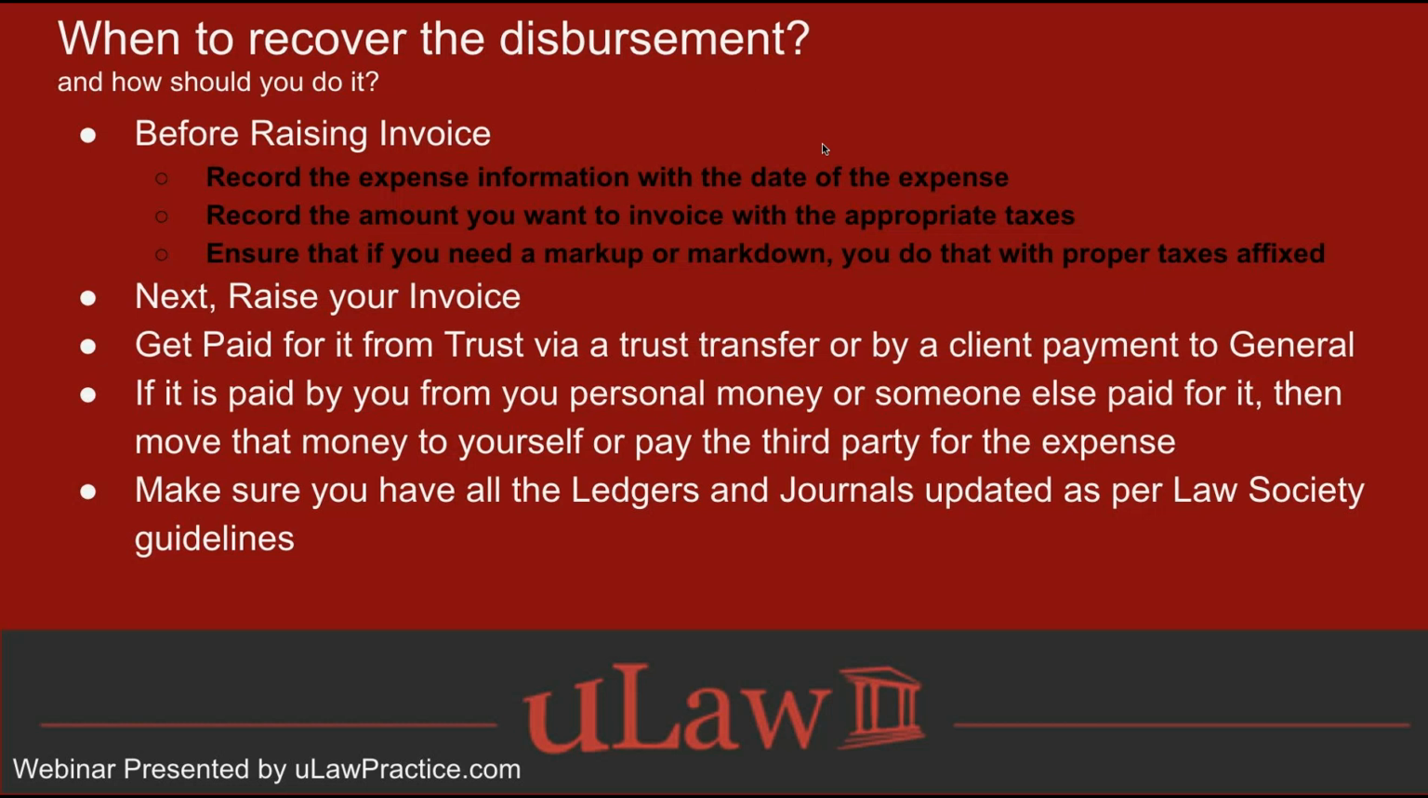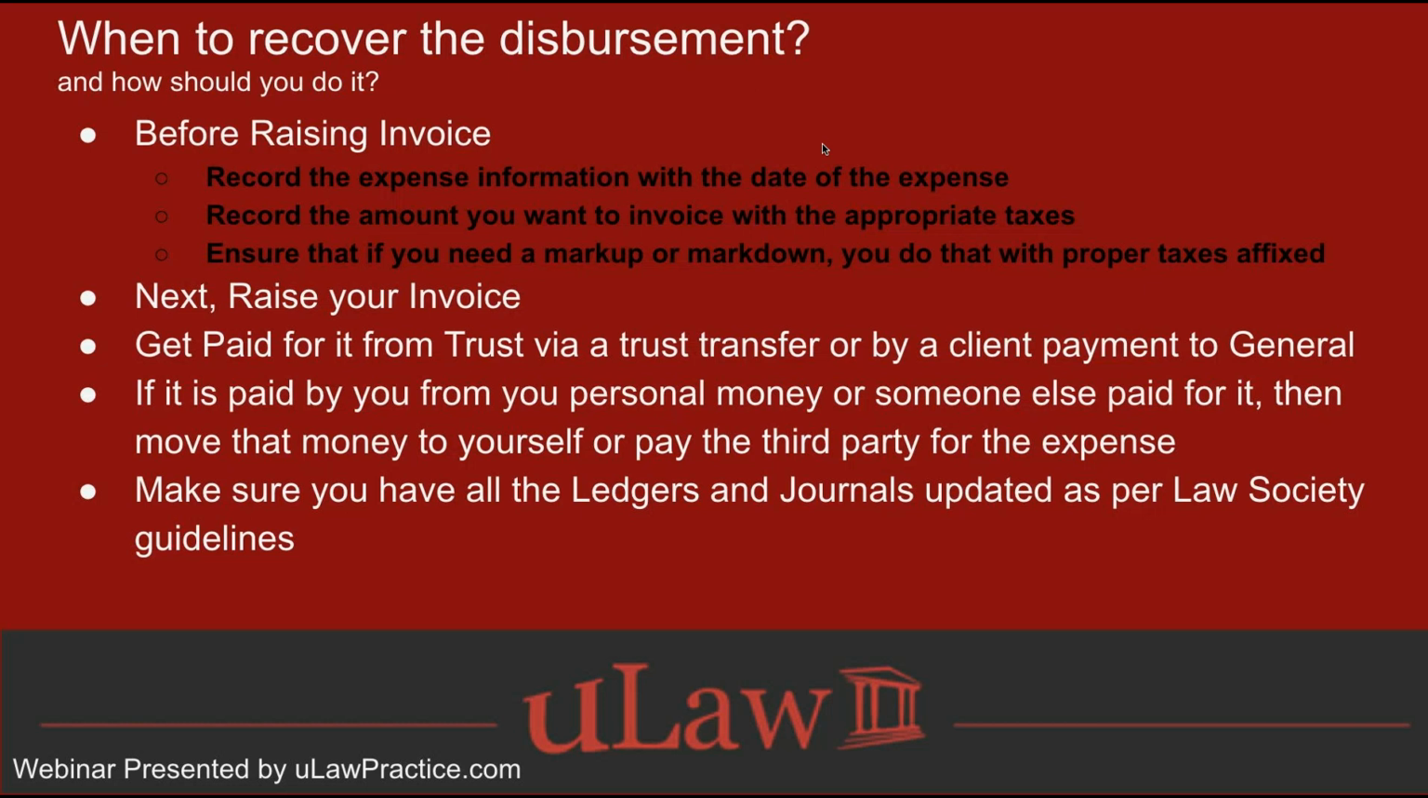Once you raise an invoice, if there's money lying in trust, you move the money from trust to general. And if there's no money in trust, simple. You're going to ask the client to pay it into your general account. Now that you're done with the work, there's no obligation for you to bring the money into the trust account. If it is paid by you from your personal money, you have another step. After you get paid into your general account, you can then pay yourself or a third party from the general account. Okay? But don't duplicate it into the trust.